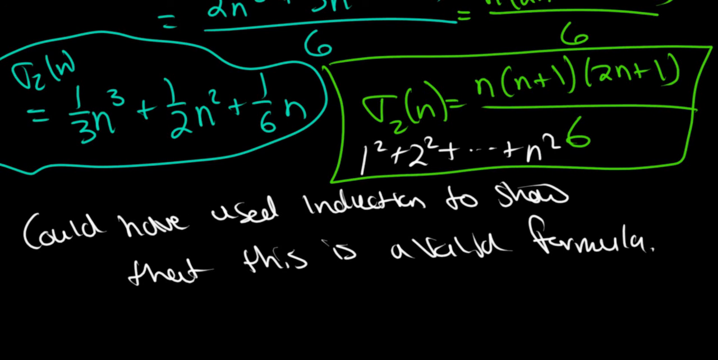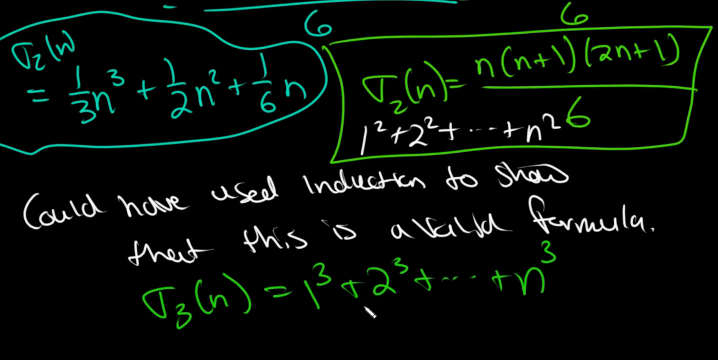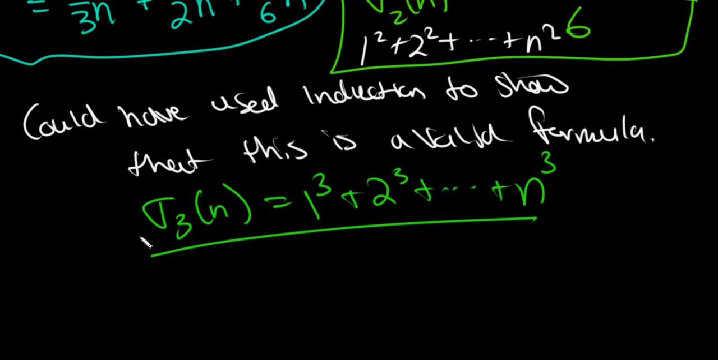So the next question, as you might have guessed, that we're going to ask ourselves in the next video is, what is sigma 3 of n? Which is 1 cubed plus 2 cubed plus all the way up to n cubed. I'm going to show you how to find this guy, but that's the last one I'm going to do. And then we're going to move on from these functions, and we're going to discover a new class of functions that are of this form.